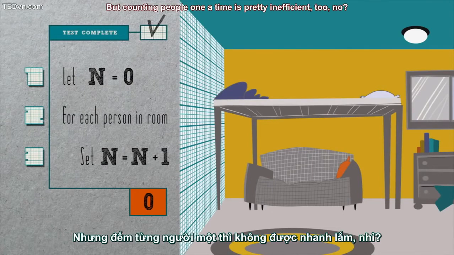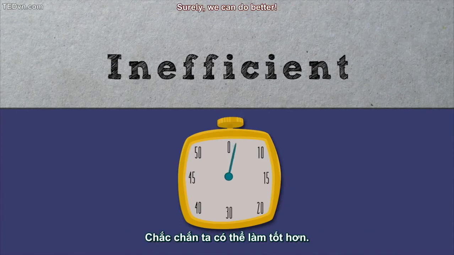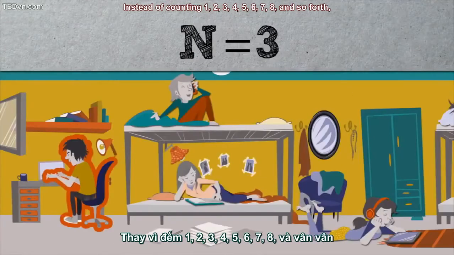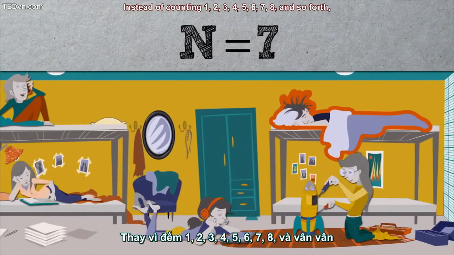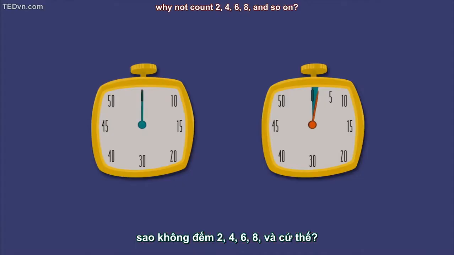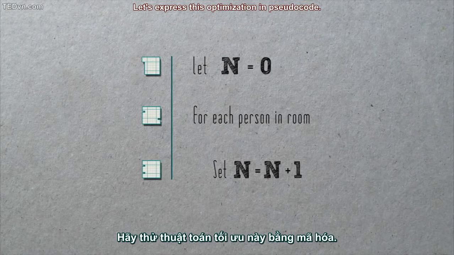Pretty simple, right? But counting people one at a time is pretty inefficient too, no? Surely we can do better. Why not count 2 people at a time? Instead of counting 1, 2, 3, 4, 5, 6, 7, 8, and so forth, why not count 2, 4, 6, 8, and so on? It even sounds faster, and it surely is. Let's express this optimization in pseudocode.